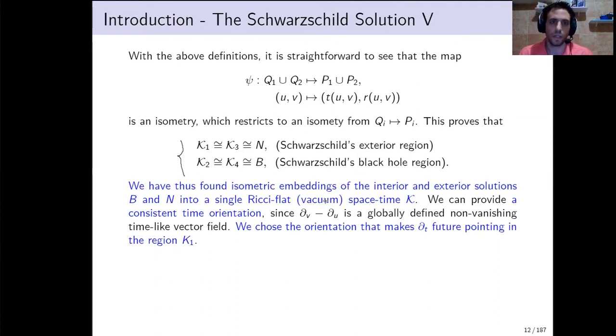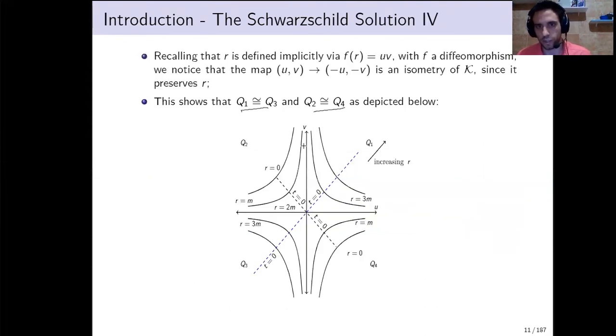And thus we have found isometric embeddings of both the interior and exterior solutions into a single Ricci-flat vacuum spacetime K, the Kruskal spacetime. And so now we can connect both regions consistently. They can be pictured inside a single vacuum spacetime. And in this spacetime, we can put some structure and provide a consistent time orientation, since, for instance, this vector field is a globally defined non-vanishing time-like vector field. And so we choose the orientation that makes dt future pointing in the region K1, so in this quadrant, okay?